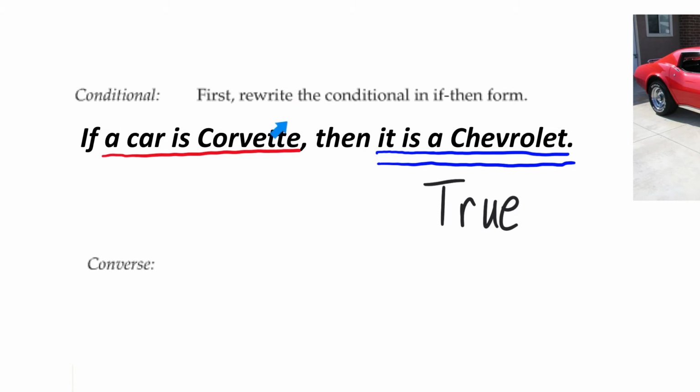Okay? I mean, this takes some knowledge of cars, but I picked out some that I thought were very familiar to people. So Corvette is made by Chevrolet. Okay? Definitely, Corvettes are made by Chevrolet. So Chevrolet is like the company name, and the Corvette is the actual type of car. So this statement is true. If it's a Corvette, it's made by Chevrolet.